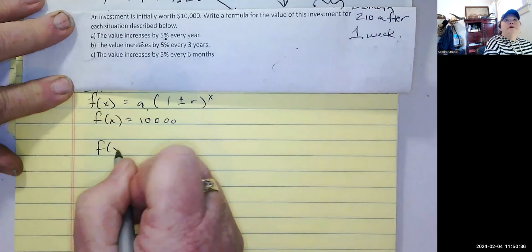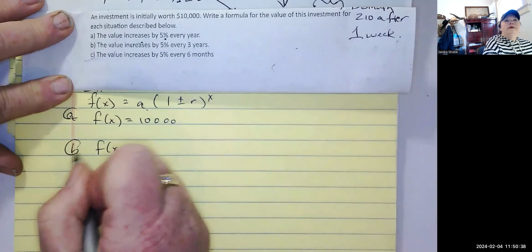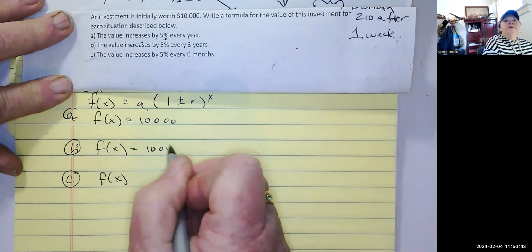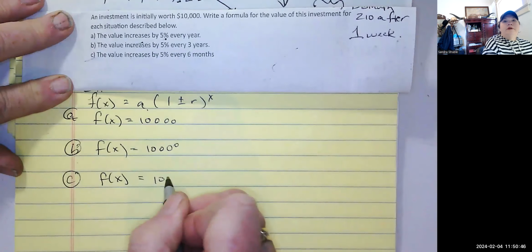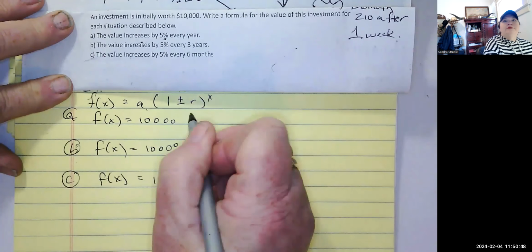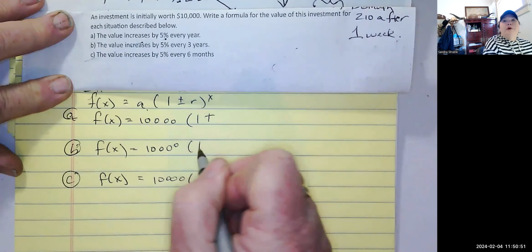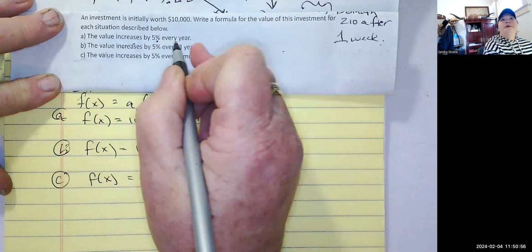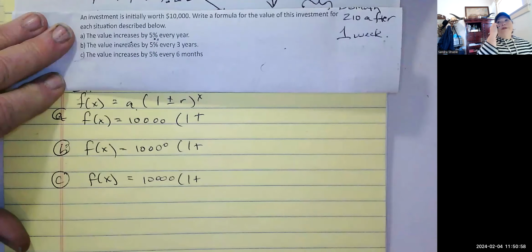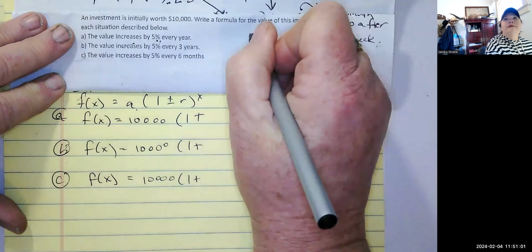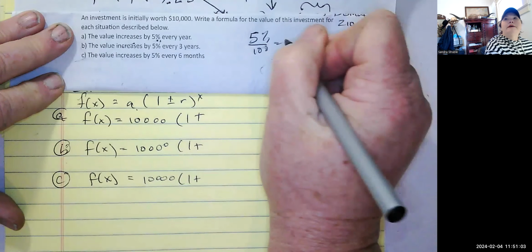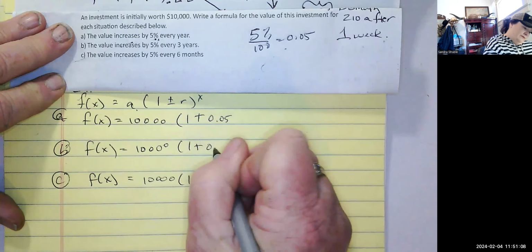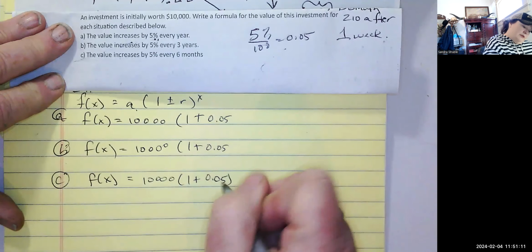All right. I'm going to do A, B, and C. f(x) is 10,000, which is the initial for all. 1, 2, 3. Parenthesis, parenthesis, parenthesis. 1 plus, they told us we're growing. 1 plus, and we're growing, or increases, by 5%. Well, 5% changed to a decimal is 5% divided by 100 is 0.05. So 0.05. They're all the same up to this point.